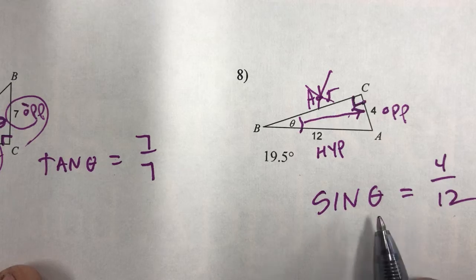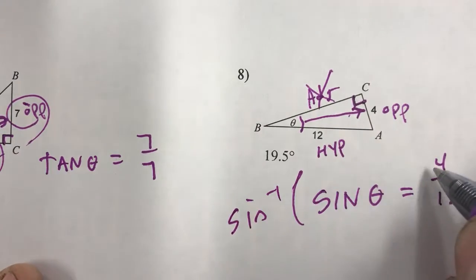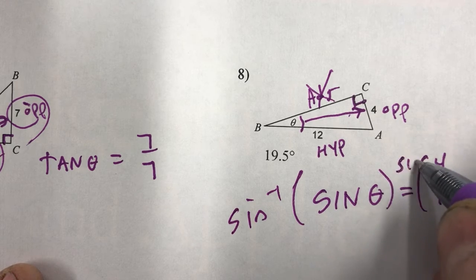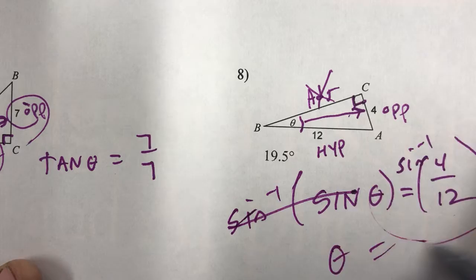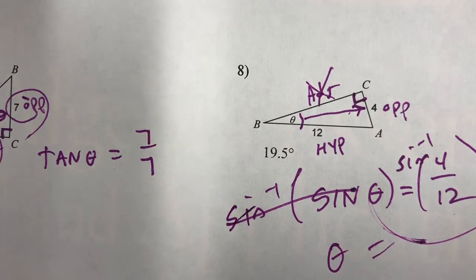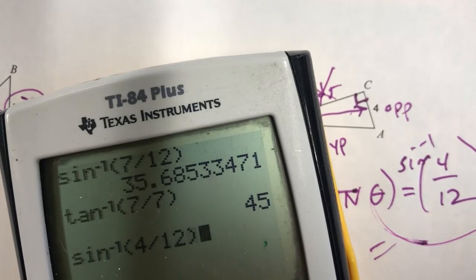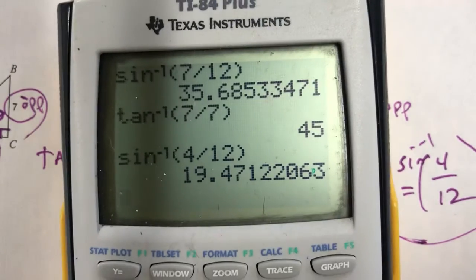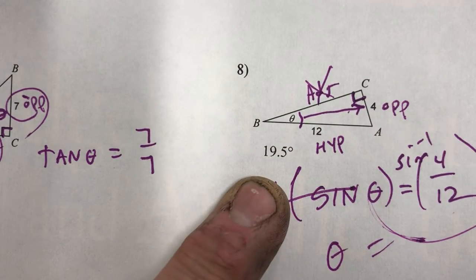All right, so I want to figure out what theta is, so I'm going to do inverse sine. So see, I would do inverse sine of both sides, which makes this cancel. So theta equals inverse sine of 4 over 12. So I'm just going to do inverse sine 4 divided by 12, which is 19.47. The 7 makes the 4 go up to a 5. 19.5.